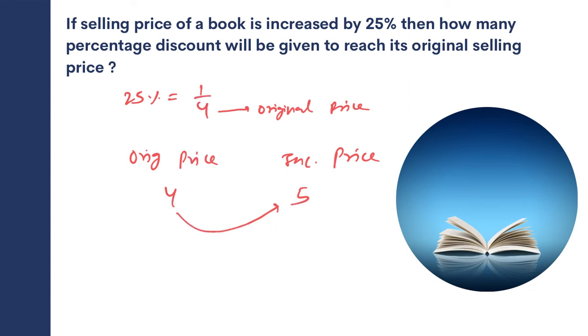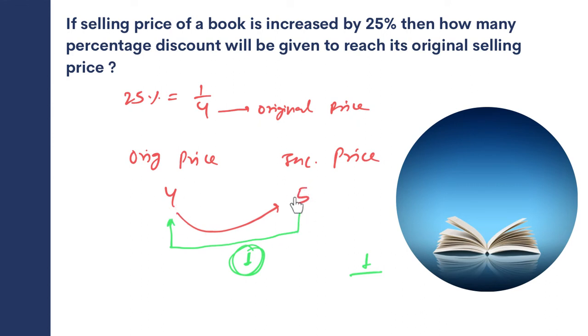Now the question is saying from here to here how much percentage discount I should give to reach its original value. So from here to here I need to give a discount of 1. If I need to calculate this in percentage, what will I do? I will write 1 here and then the reference value. This change of 1 I need to give on 5, then it will go to 4. So 5 minus 1, it will go to 4.